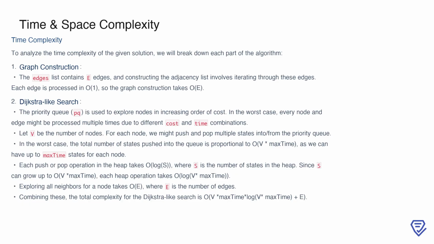For each push or pop operation in the heap, the time complexity is O(log S), where S represents the number of states in the heap. Since S can grow to O(V * max_time), each heap operation takes O(log(V * max_time)). Additionally, exploring all neighbors of a node requires O(E) time as we iterate through the edges. By combining these factors, the total complexity for the Dijkstra-like search becomes O(V * max_time * log(V * max_time) + E).